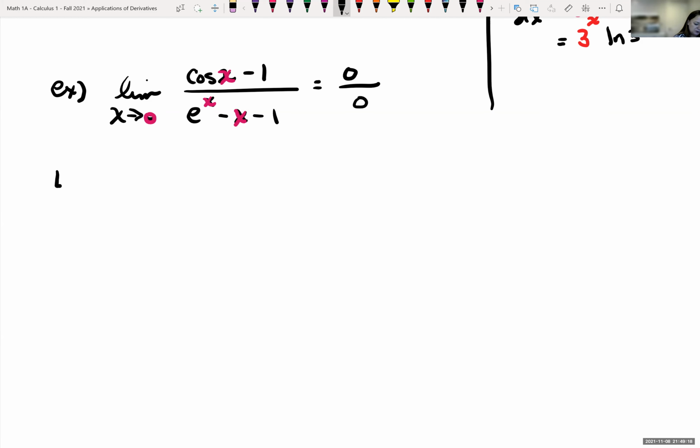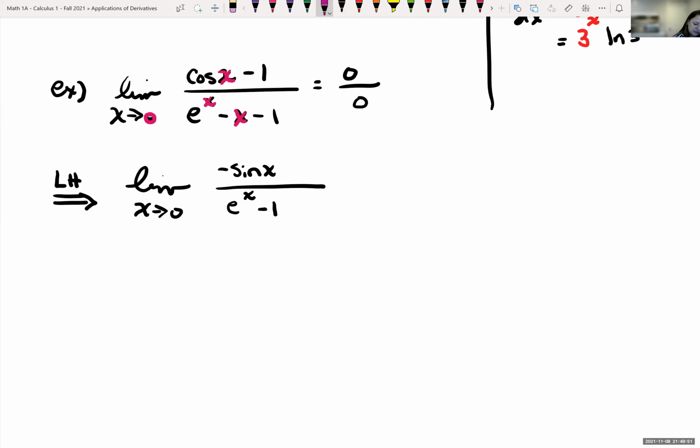Okay, so L'Hopital's rule, because this is an indeterminate form. Derivative of cosine of x is negative sine x. Minus derivative of 1 is 0. So I don't have to subtract off 0. All over derivative of e to the x. Derivative of e to the x is just itself, e to the x. Minus the derivative of x, which is 1. Minus the derivative of 1, which is 0.